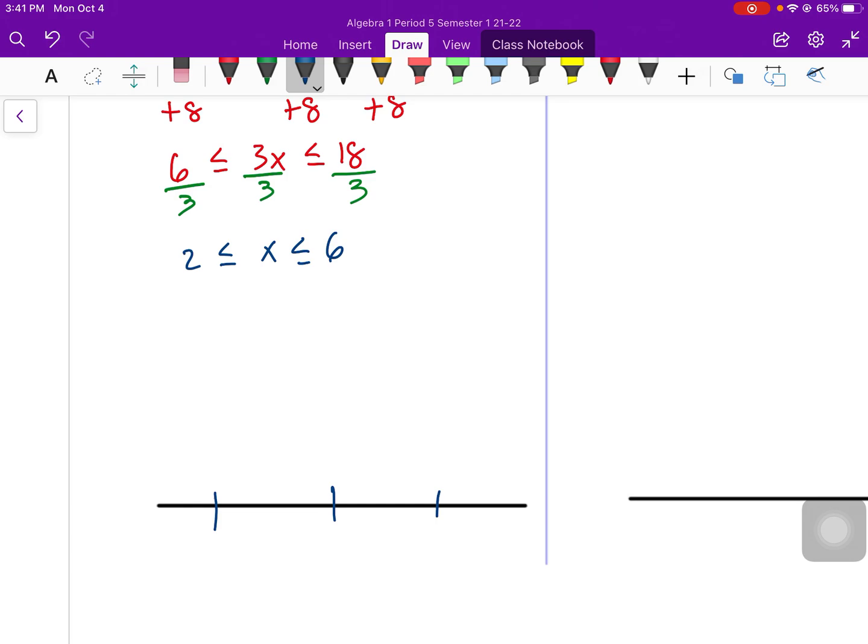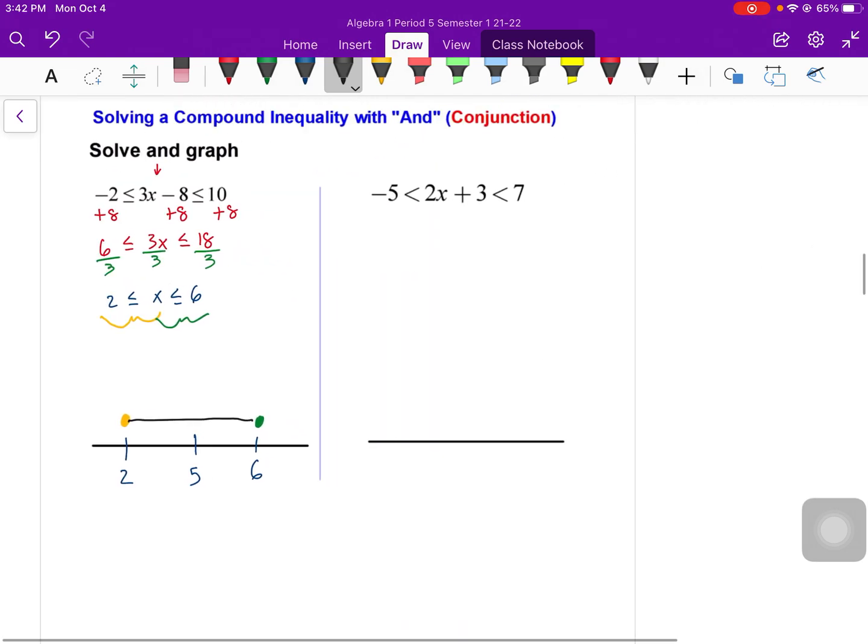So I need 3 numbers on the number line. 2 and 6 are perfect candidates, and I'll put something between them. So I'll go with a 5. I'm going to first look at this piece. Between the 2 and the x, there is an or equal to, so I get a closed circle. Then I'm going to look at that piece. Between the x and the 6, there's an or equal to, so there's a closed circle. Now we can do this a few different ways, but with conjunctions, we just connect the dots. That's the fastest way of explaining it.